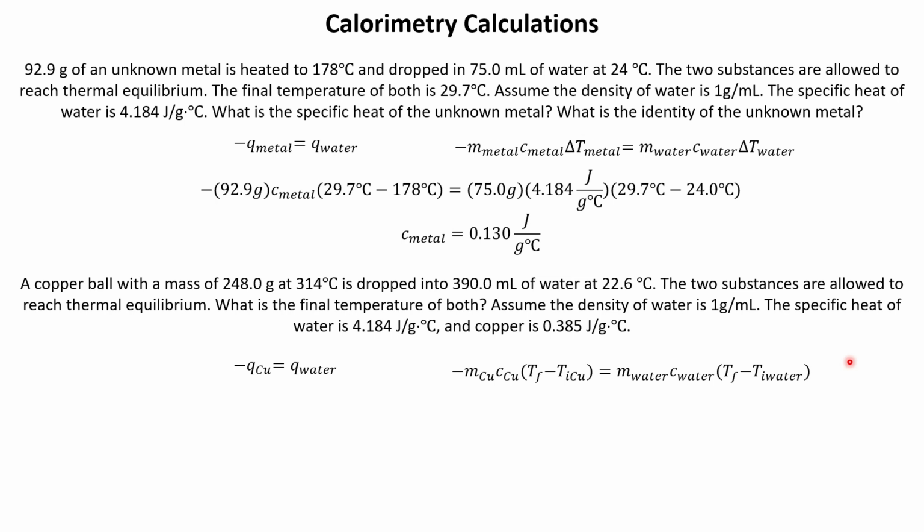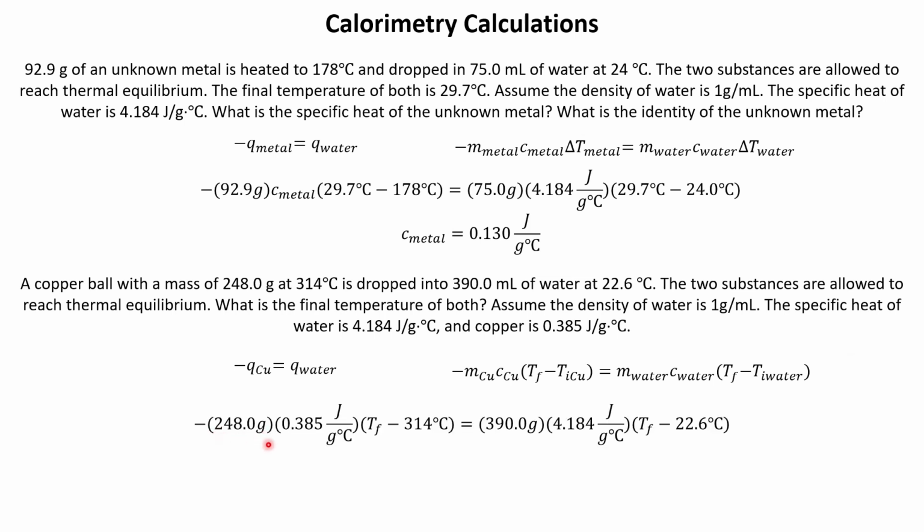So let's do that for this problem. Let's put our numbers in the right place with the right signs. We've got our mass of copper, our specific heat of copper, again our final temperature, which we're trying to solve for, and this is the initial temperature of our copper. Now for the water, here is our mass of water. Remember, we're assuming the density is 1 gram per milliliter, so these 390 milliliters become 390 grams. Specific heat of water, again final temperature minus the initial temperature of the water. And at this point, we've got one equation, one unknown. We can solve for this T_F.